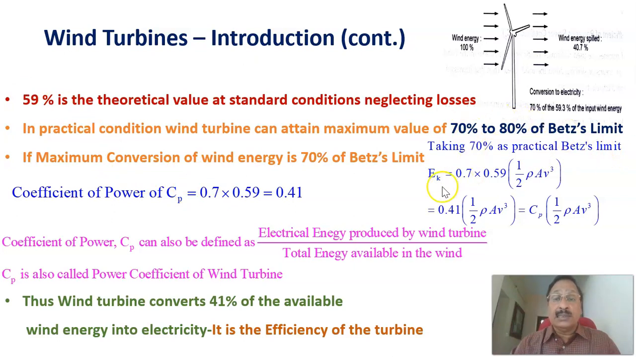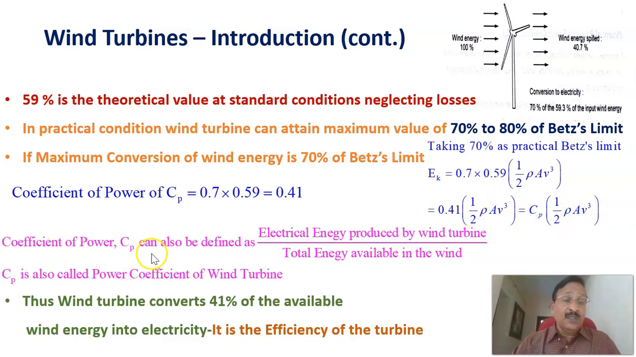If you take 70%, the maximum kinetic energy that can be extracted is equal to 0.7 into 0.59 into half rho A V cubed, which gives 0.41 times half rho A V cubed. This is called Cp, the coefficient of power, so the power is Cp into half rho A V cubed. The coefficient of power Cp is the product 0.7 into 0.59, which is equal to 0.41. For the maximum conversion, the wind power is 70% of the Betz limit, which is 0.41 times half rho A V cubed.